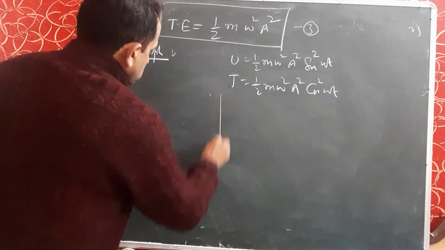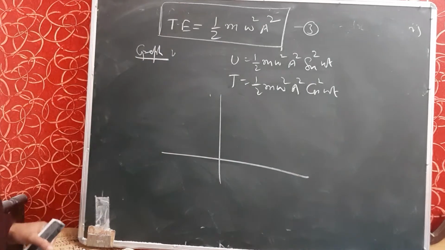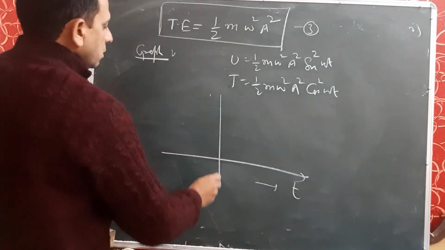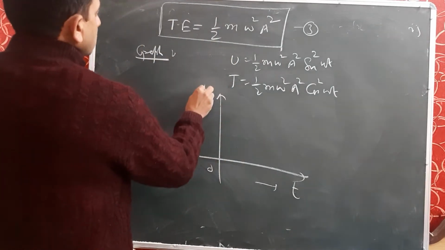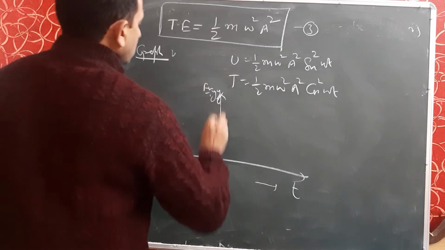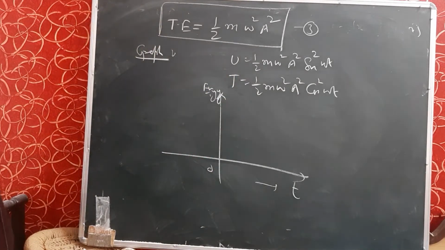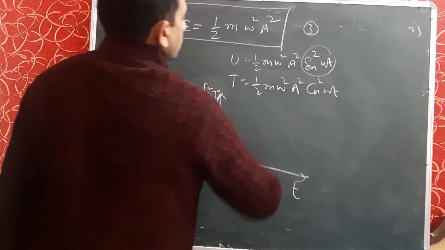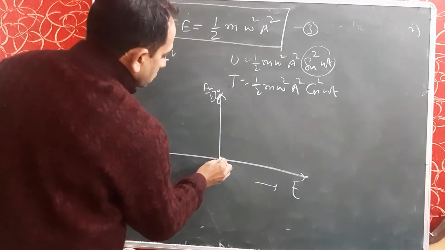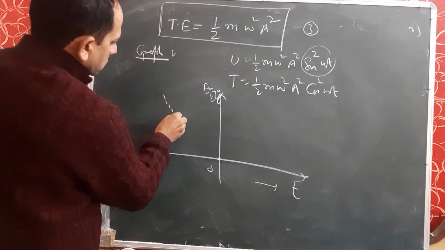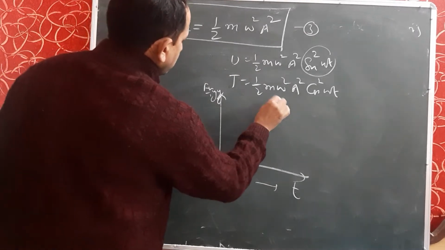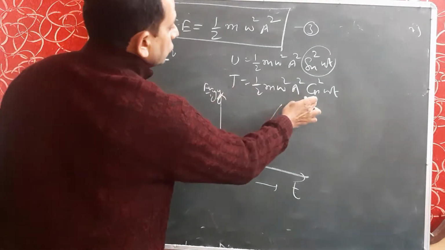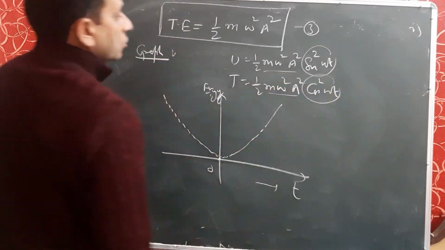If we plot the graph between these energies, then along the x-axis it is time or the angle theta, and along the y-axis there is energy. What is the nature of the graph? U will vary like a sine square function. So sine square means sine 0 is 0, and this function is like this. It's a parabola, sine square. And T is cos square, because all the others are constant.